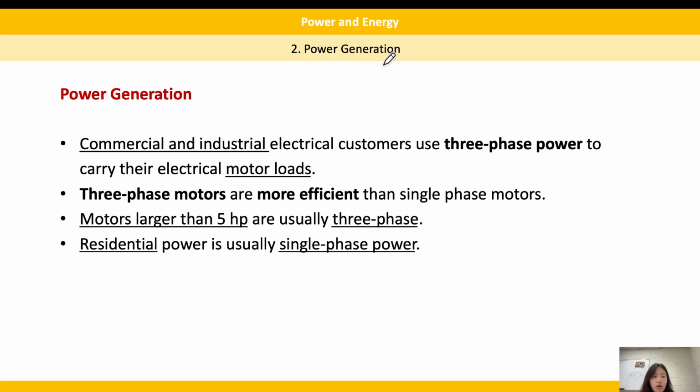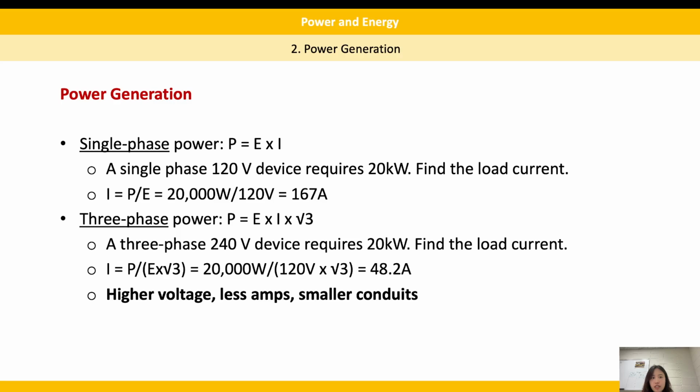But for residential buildings, we don't need to use too much power. So we usually just use single phase power, that's enough. So that means three-phase power is more efficient and can provide more power, but single-phase power is less efficient and provides less power. Okay, there's a difference between single phase and three phase.